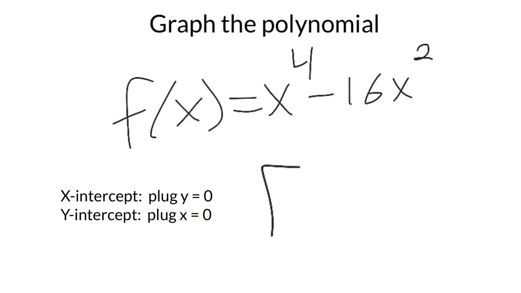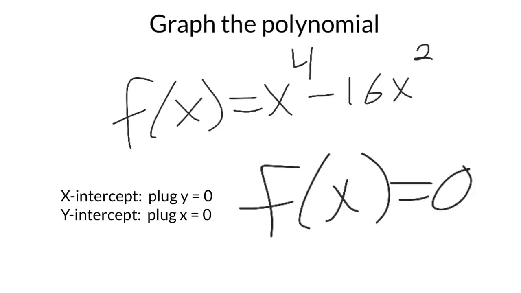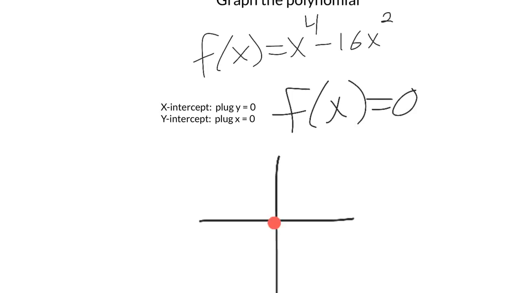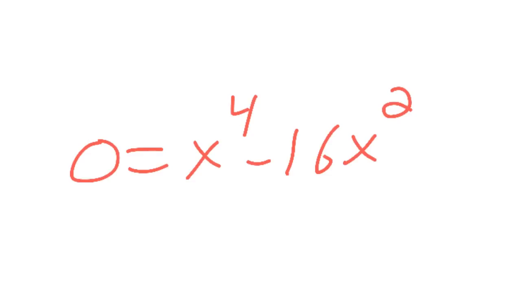If you plug in 0 for x, you get out f of x equals 0. So we know that this graph is going to cross at y equals 0. I did that with a red dot. And an x-intercept would be found by plugging in a 0 for f of x. So now we've got an equation to solve, and this is where all that factoring practice comes in handy.